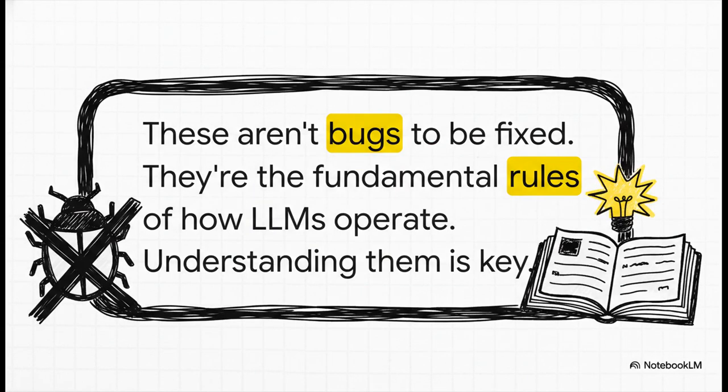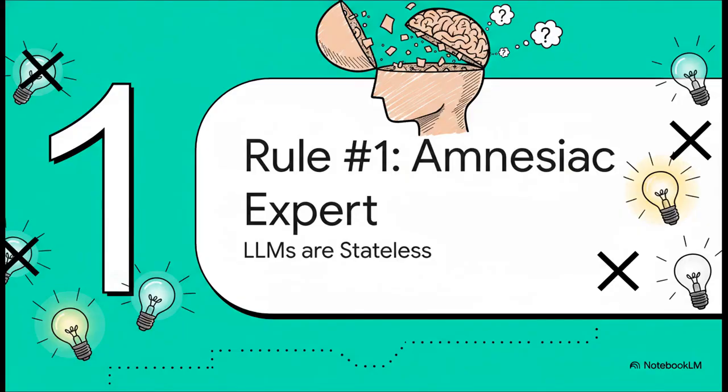And here's the absolute key to it all. These quirks, they aren't bugs, they're not something to be fixed. They are the fundamental rules of how these models operate. Misunderstanding them is the source of almost all the frustration. But once you really grasp these rules, you'll stop fighting the technology and start really collaborating with it. Okay, let's dive into the most important rule of all.